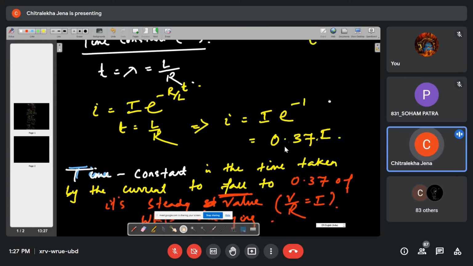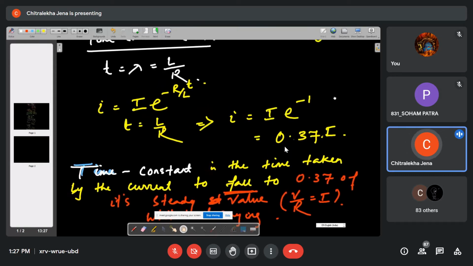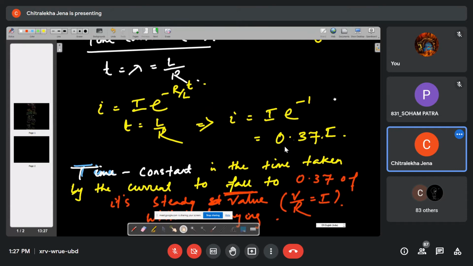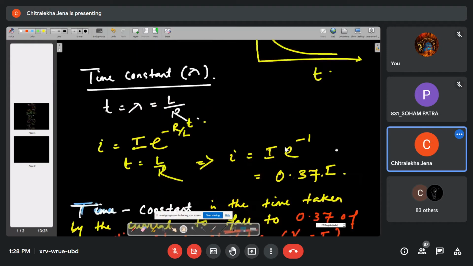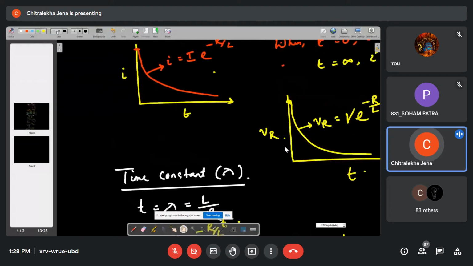Written all of you? I want to show the time constant. I will move to the upper side of the book. Okay. Here I will show you the time constant where T is equal to L by R. At that time what is the current? Current at this point is equal to 0.37 times of I. Got it all of you? This is called your lambda.